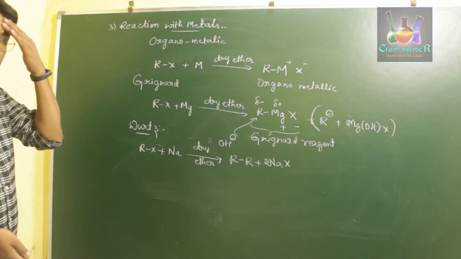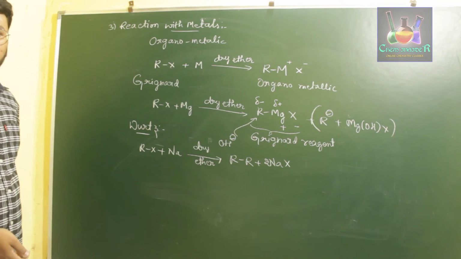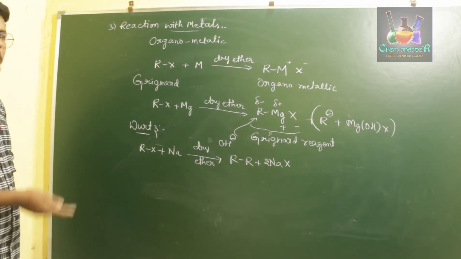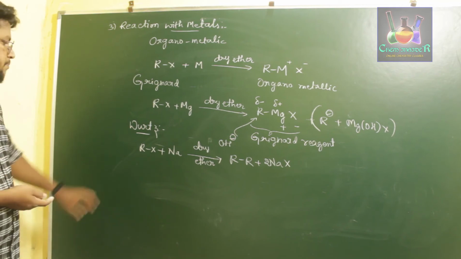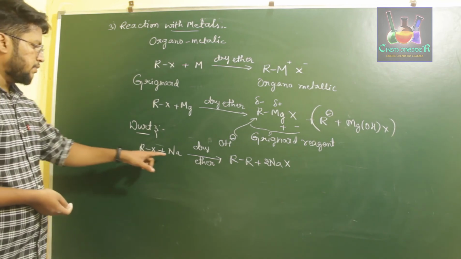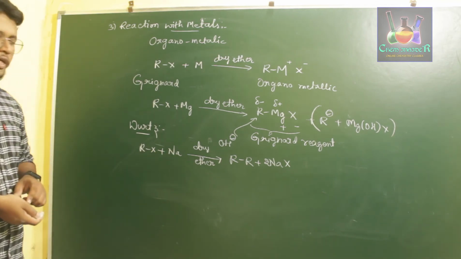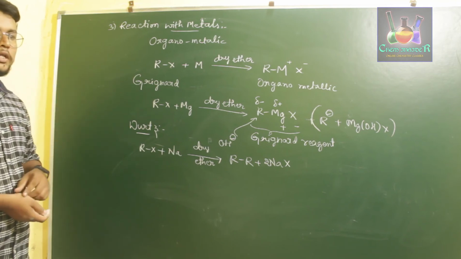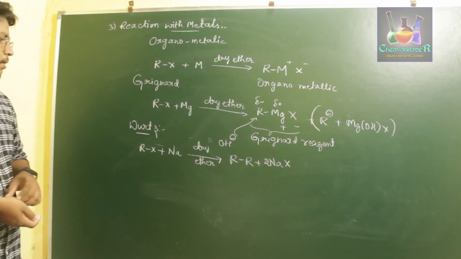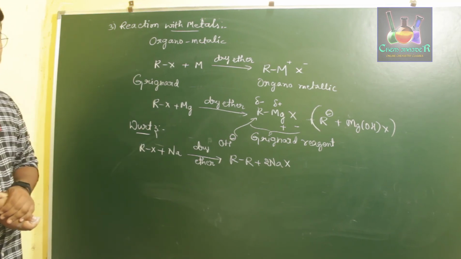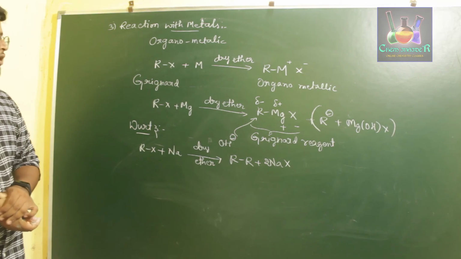So the Wurtz reaction is nothing but the preparation of an alkane which has double the number of carbon atoms compared to its parent reactant, that is, the haloalkane, when treated with sodium in the presence of dry ether. So this is about the reactions of haloalkanes with metals.